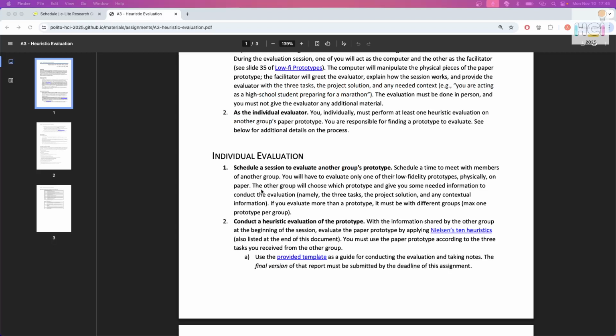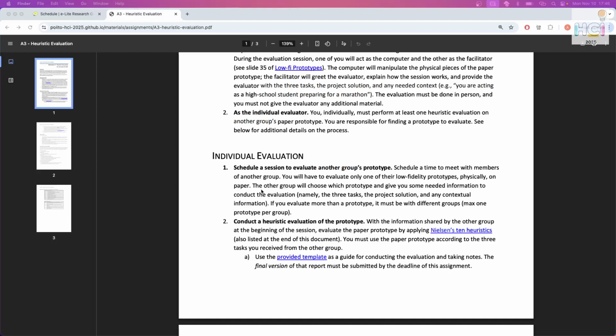And if you are going to perform more than one individual evaluation, there is just one constraint. You cannot evaluate the other prototypes of the same group. Okay, so if you are evaluating prototype 1 of group A, you cannot do the evaluation of prototype 2 of the same group. Okay, this is the only constraint.